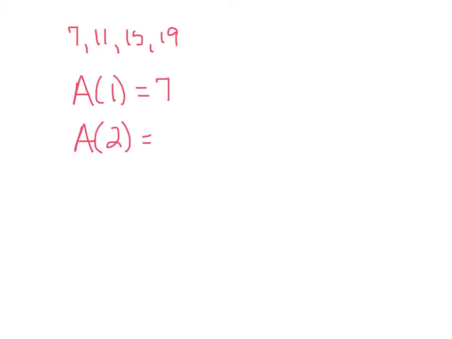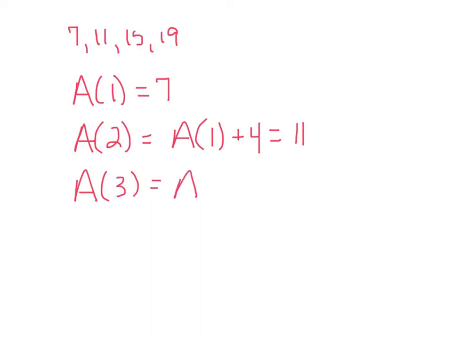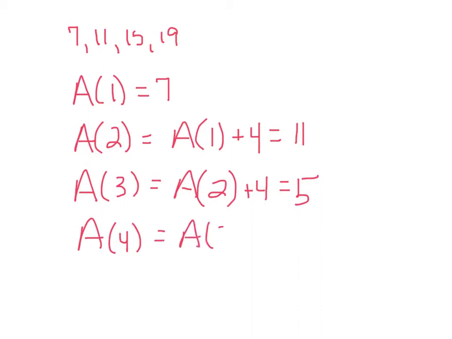Now the value of term 2 is going to be A of 2. This is where it gets a little confusing. To get that, we have to take A of 1, which is the term before that, and then we add the common difference, which is 4. So that would be 11. So the value of A of 2 is 11. For A of 3, we would take A of 2, which is the previous term, and add 4. That gives me 15. Then I do A of 4. I take the previous term, A of 3, which was 15, so I add 4, and that gives me 19.